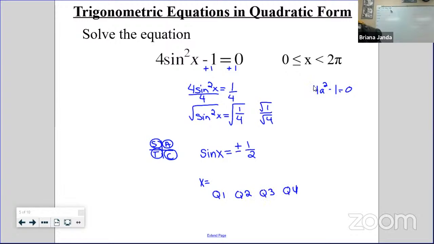And I think we just did this one again. I don't know why we do sine of x equaling 1/2 all the time in here, but it's still pi over 6, right? And then pi over 6 in every quadrant. So pi over 6, 5 pi over 6, 7 pi over 6, 11 pi over 6. Questions?